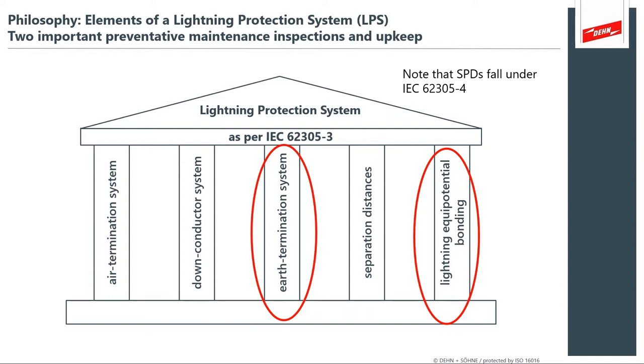It's always important to pay attention to the pillars of protection. This is a great illustration that talks about air termination, the down conductor system, and separation distances. Now, these are things that are already installed at your site, and as an operator, you're not really in control of those. But on a daily basis, in a normal preventative maintenance program, an operator can inspect and upkeep both their earth termination system and the lightning equipotential bonding. And just to note that SPDs fall under the IEC 62305-4 recommendations. Again, what's important is that these are the aspects that an operator can maintain, inspect, and upkeep.